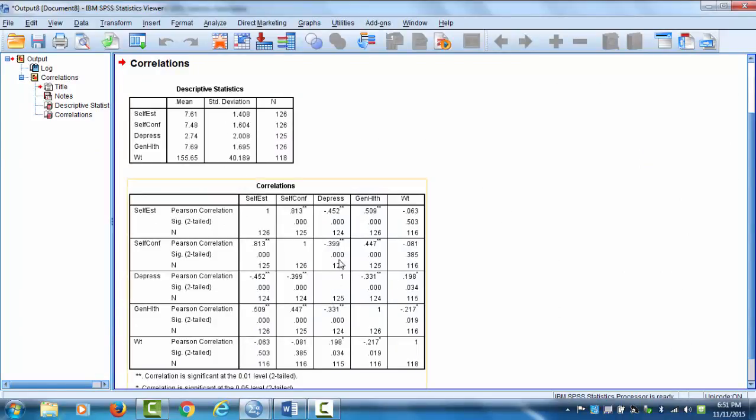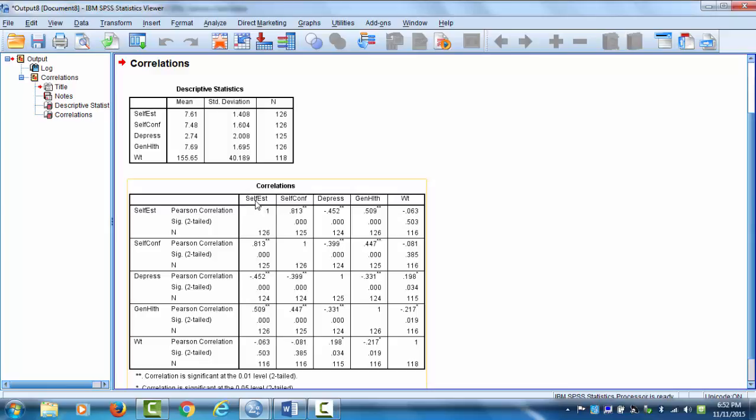Notice in my output I have my variables listed in the order I input them. I have my means, my standard deviations, and my sample sizes. And here are my correlation coefficients.